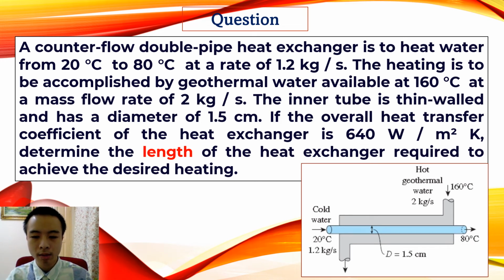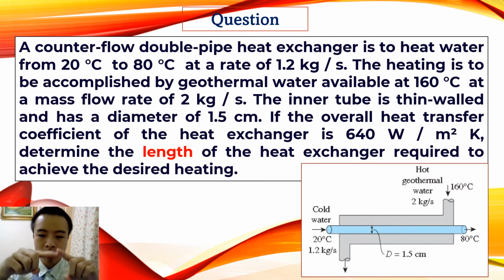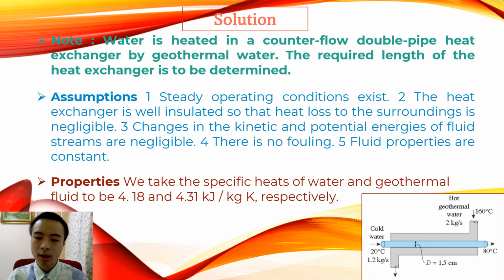And also, as you can see here in the lower right corner, there is a diagram or figure for this question. In simpler words, water is heated in a counterflow double pipe heat exchanger by geothermal water. The required length of the heat exchanger is to be determined based on the information and diagram that have been provided. Before we start solving this question, we need to make some assumptions.